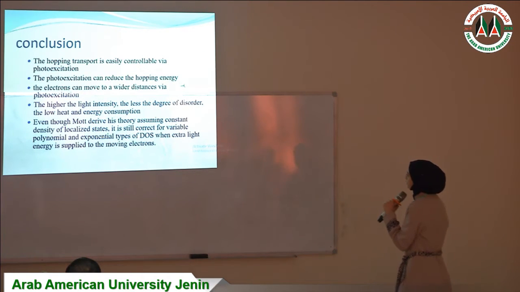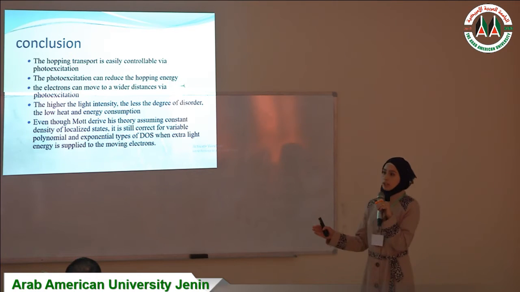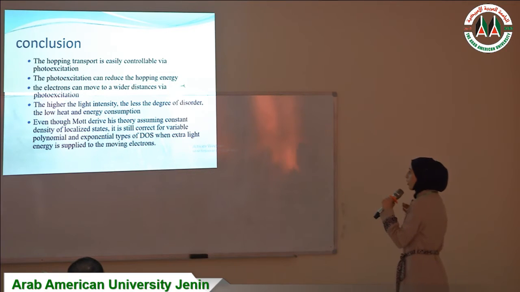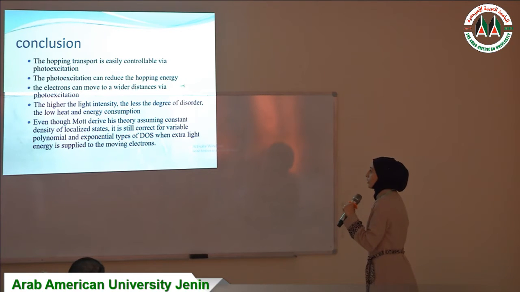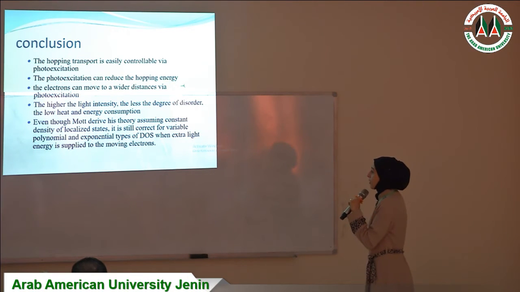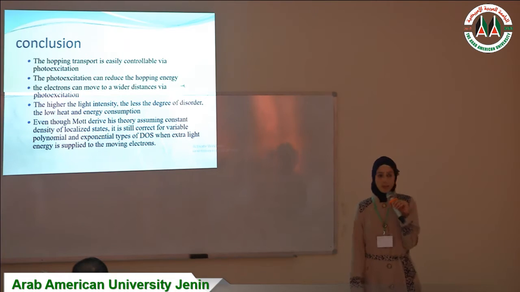Our conclusion: the photoexcitation, of course, has an effect on Mott's variable range hopping. So the hopping transport is easily controlled by photoexcitation, and photoexcitation can reduce the hopping energy. The electron can move to a wider distance via photoexcitation. And the higher the light intensity, the less the degree of disorder, and the lower the heat and energy consumption.